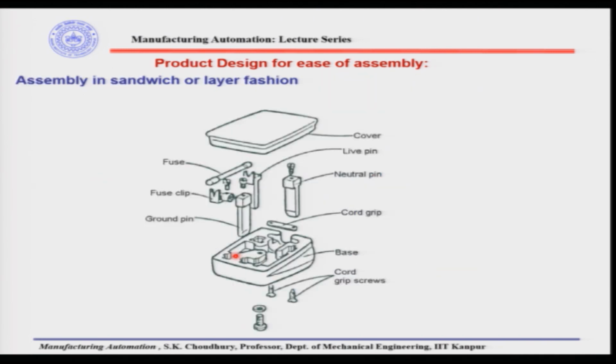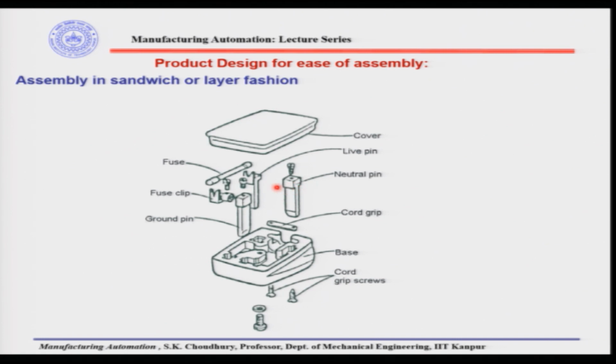Here is an example of a plug, which you will understand. This is a simple 3 pin plug. When we said assembly in sandwich or layer position, this is exactly what we mean: this is a base for the plug, and to the base the parts are coming from one direction, preferably from the top. See, this is the ground pin, this is the fuse clip coming to the ground pin, and when these two clips are made, the fuse can be put in. This is the neutral pin, all right.